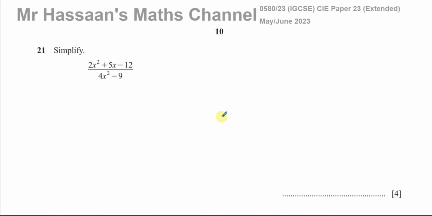And this question here is about algebraic fractions. We have to simplify this algebraic fraction. Okay, so what I'm going to do is talk a bit about, firstly, how we simplify normal fractions, and then that will help us to understand what we do when we simplify this fraction.